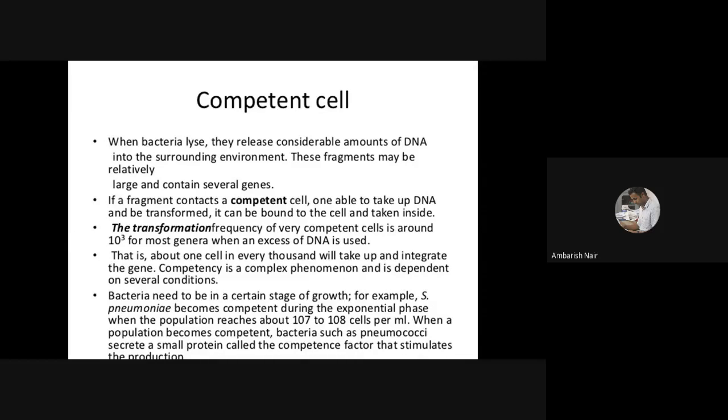The transformation frequency of a very competent cell is around 10 raised to 3 for most genera when an excess of DNA is used. That means if too much genome is available outside, bacteria may take it up.